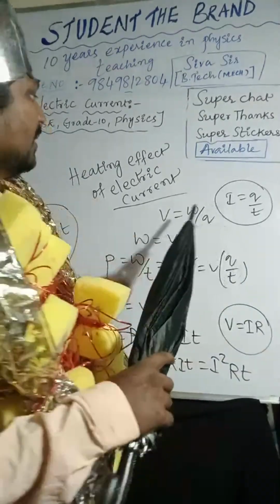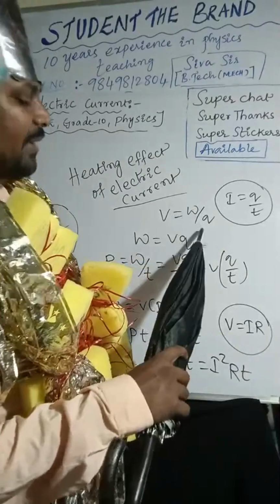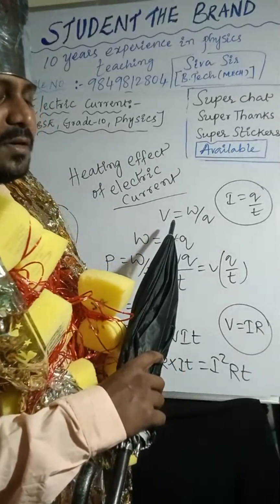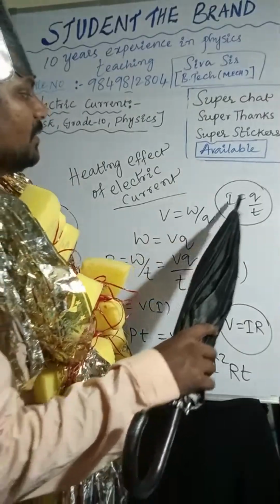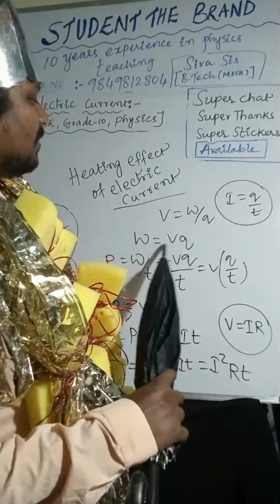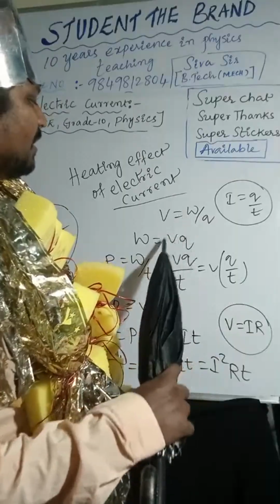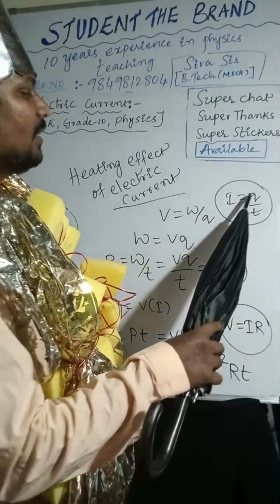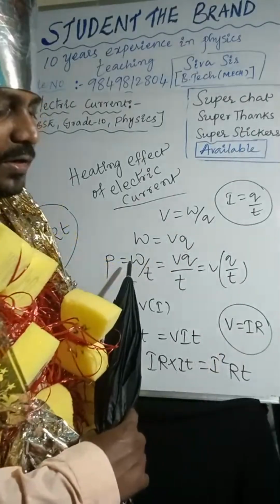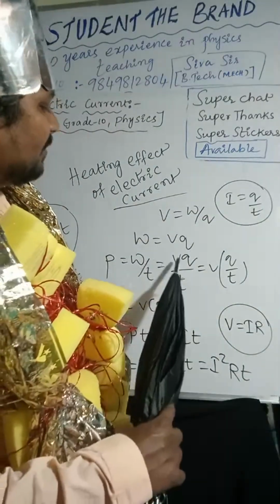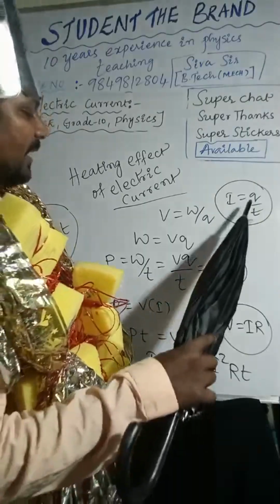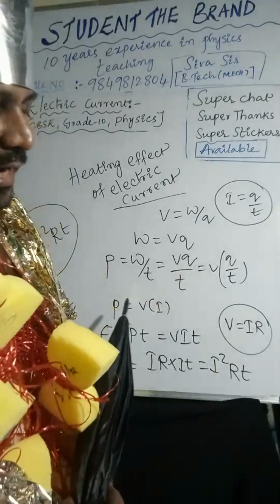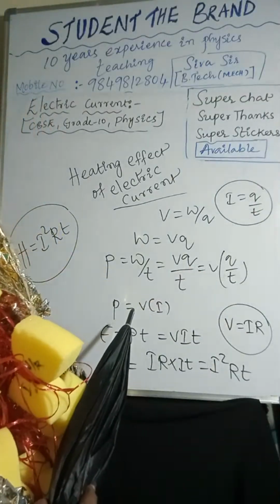Here you see, V equal to W by Q, potential difference is equal to W by Q. So W equal to VQ, and I equal to Q by T. Power equal to rate of doing work, that is nothing but VQ by T. So V into Q by T, and Q by T is I. So P equal to VI. That's enough.